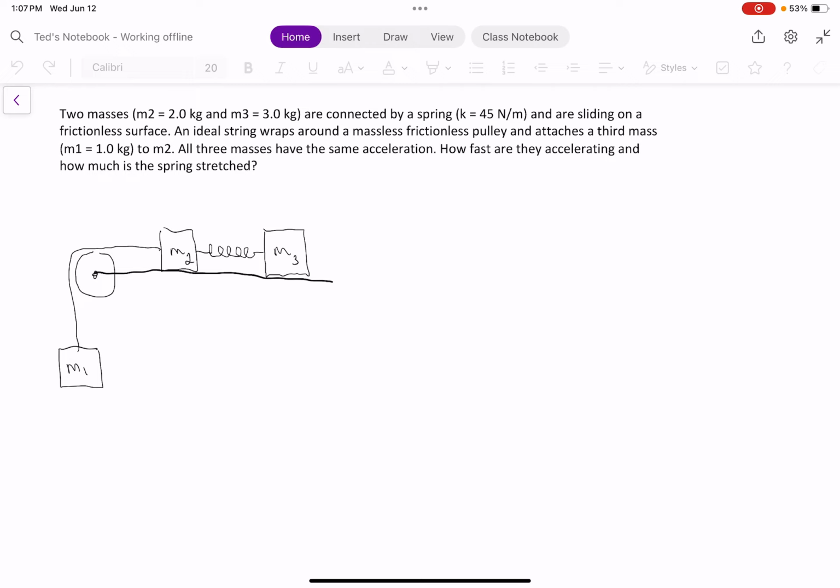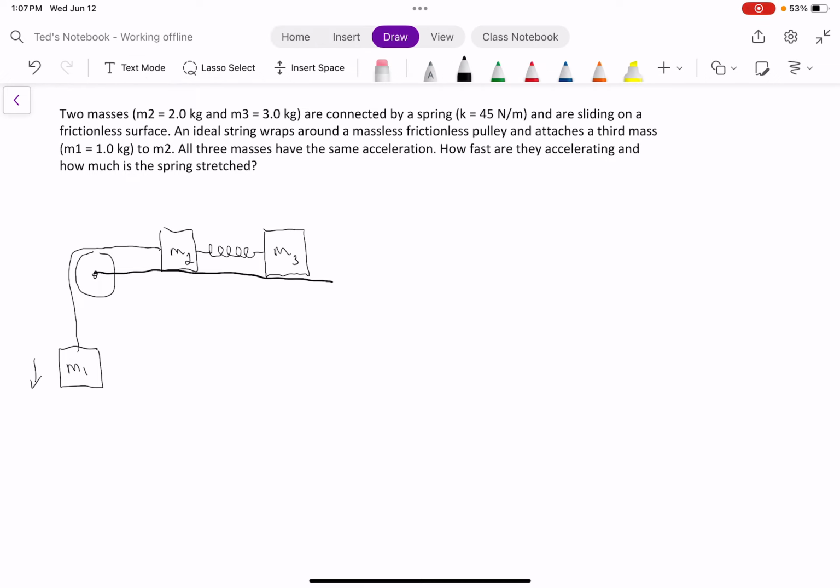Now it says they have the same acceleration, but really this one is accelerating down, and these two are accelerating to the left. It just means that the size of the acceleration is the same for each one. They have the same number, but they point in different directions, but that's okay. All right, so we have three different objects, so I'm going to have three different picture equations. Let's start with what I think is the easiest one, M1.